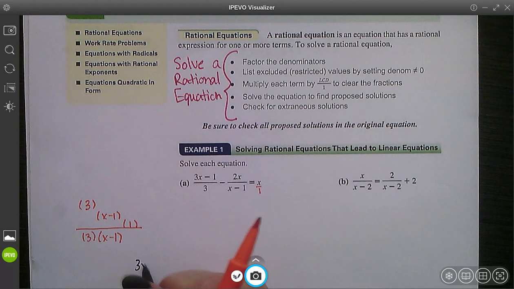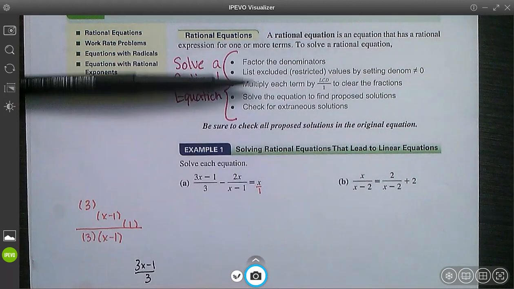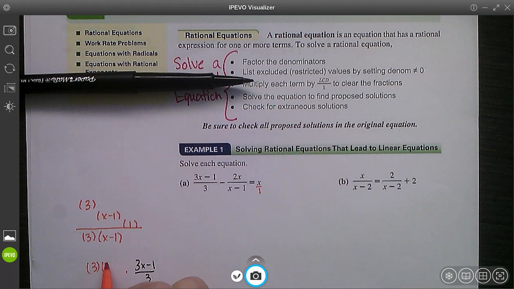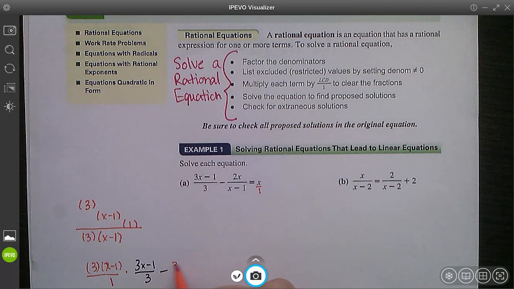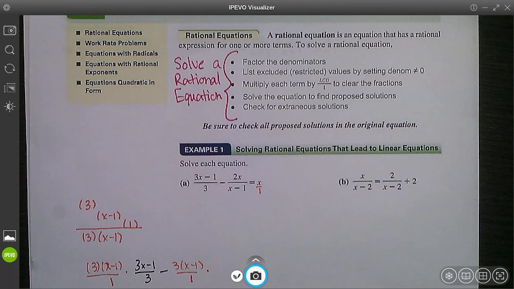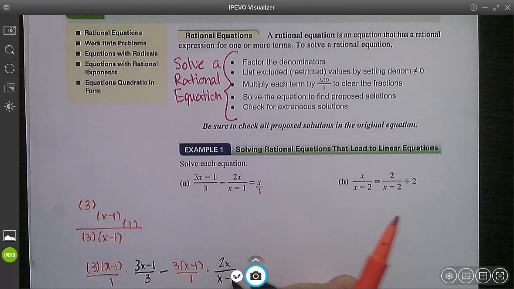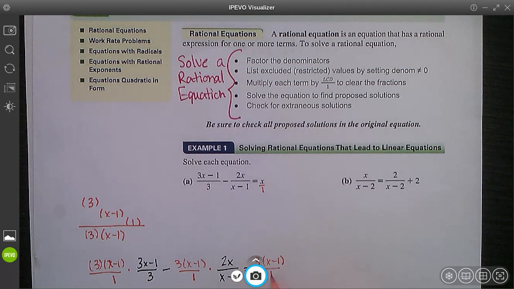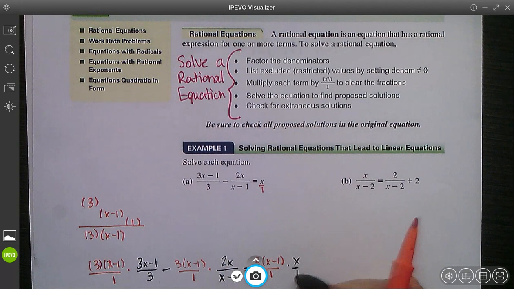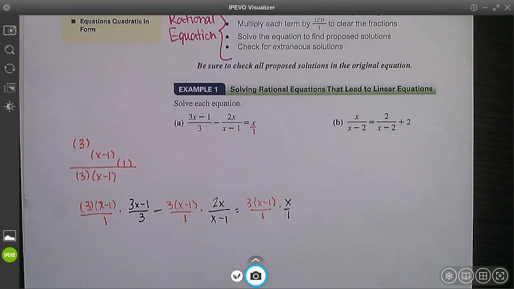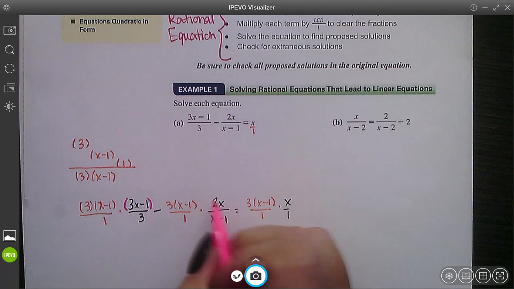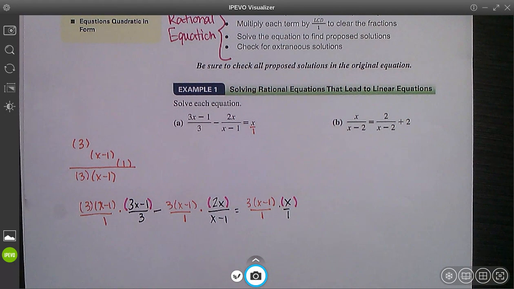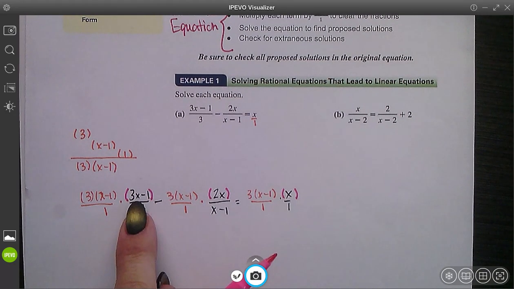So I'm going to give myself a little bit more space. (x minus 1 over 3) times (3 times x minus 1 over 1), minus (3 times x minus 1 over 1) times (2x over x minus 1), equals (3 times x minus 1 over 1) times (x over 1). Now, I will usually go ahead and put the numerators in parentheses as well, just to make sure I remember that they exist.